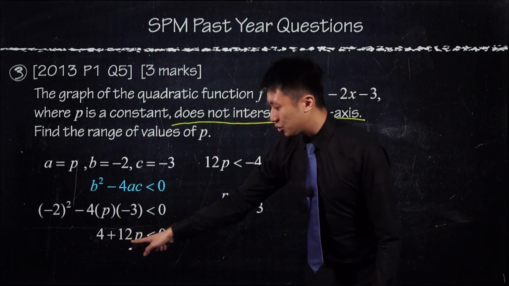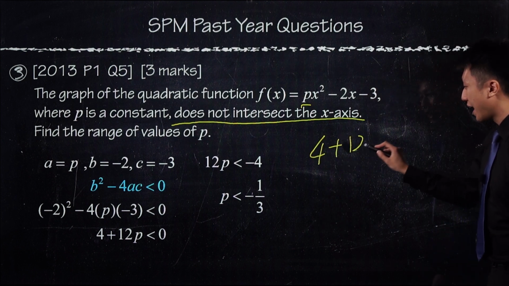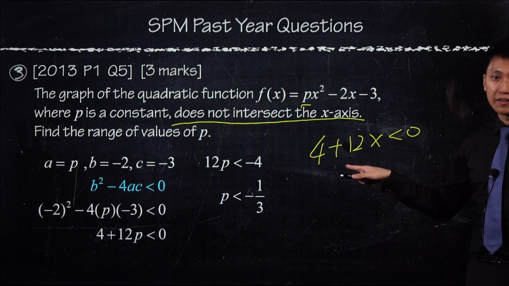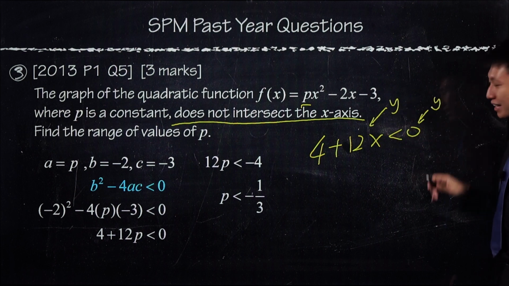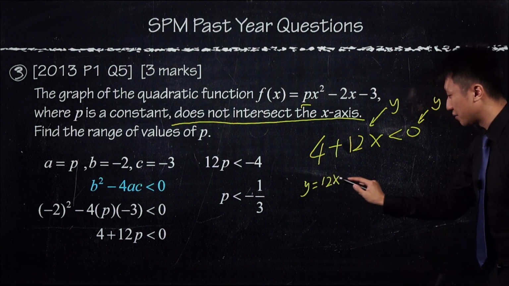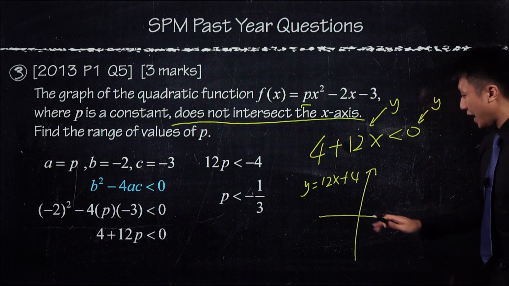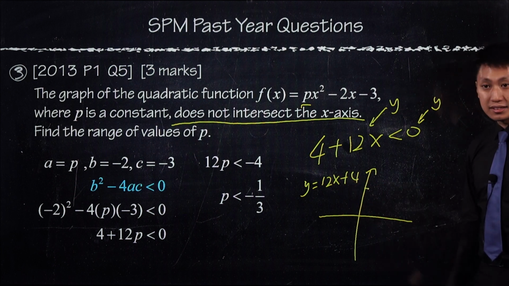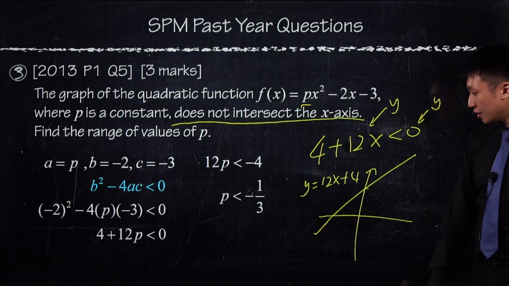I say 4 plus 12p. Okay? So let's say I say 4 plus 12x less than 0. Can you imagine what that means? You want to solve for this one. It means you are solving for y equal to this one, and y equal to this one, right? Let's say y equals 12x plus 4. This looks like what? A line, an equation of a line. So at 0, it's 4. Then where it is 0, this one should look somewhere like this, right?